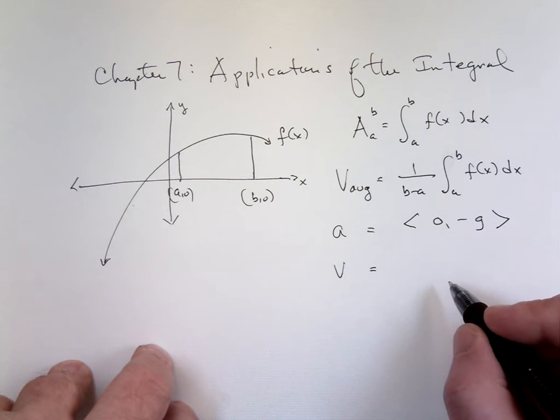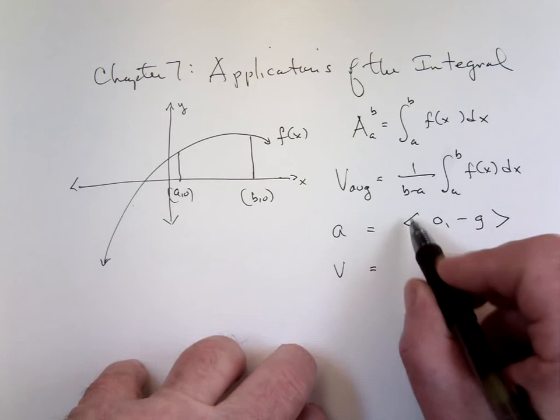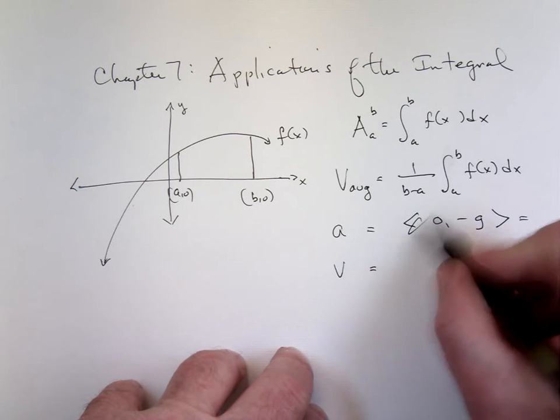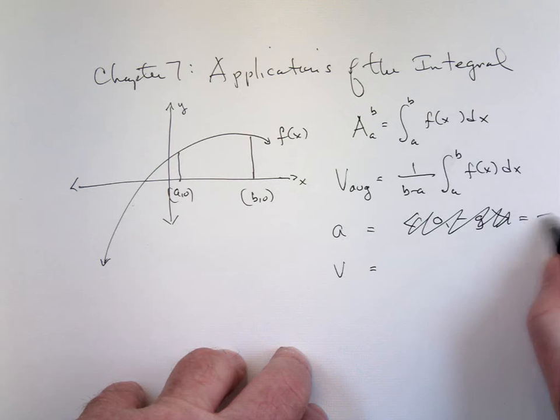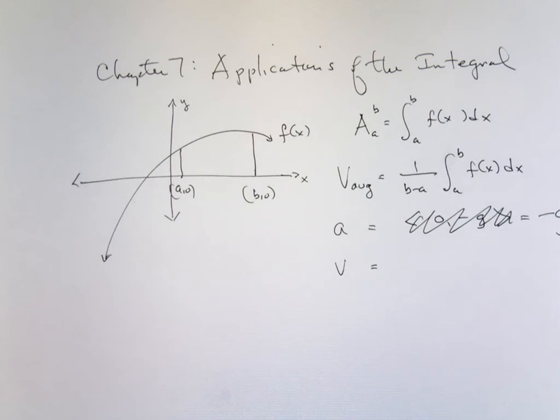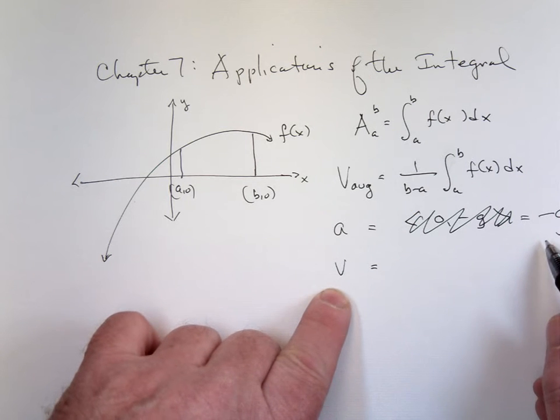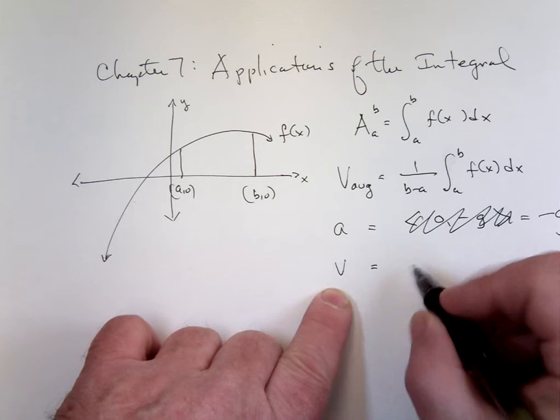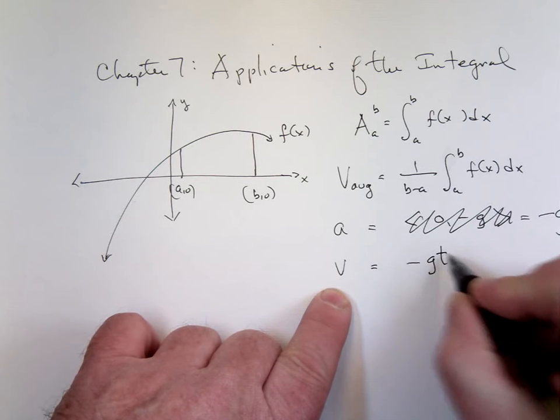Oh, wait, we didn't use a vector. I'm sorry. Okay, this is Calc 3. All right. The acceleration is negative g. Sorry. We did the velocity by integrating the gravitational attraction, the force of gravity. This is a constant. We got negative gt plus a constant, and we solve for that constant.